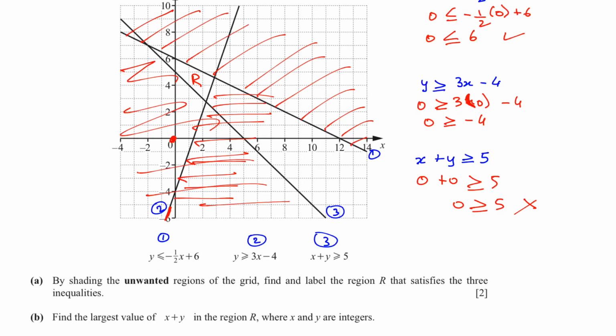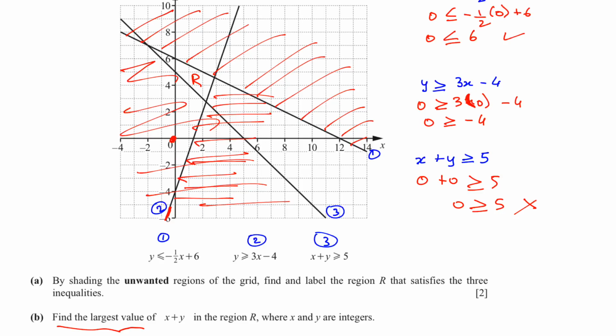In part B, they want us to find the largest value of x plus y in the region R where x and y are integers. Integers means full numbers. And you can see here this is less than or equal to, more than or equal to. Therefore, you can also use the point on the line. If it wasn't equal to here, you cannot use it.